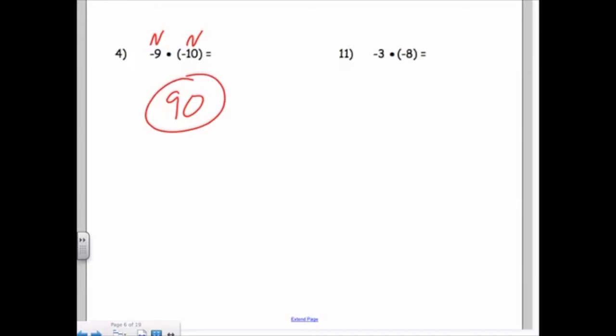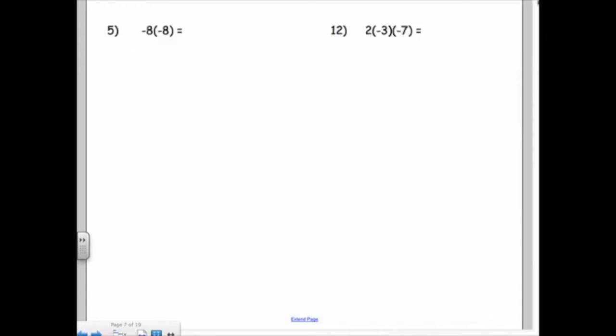So my answer is positive 90. In example 11, I first do 3 times 8, which is 24. And then I ask myself, are signs the same or different? Because they're both negative, my answer is positive. Once again, if signs are the same, the answer is always positive when you're multiplying or dividing.